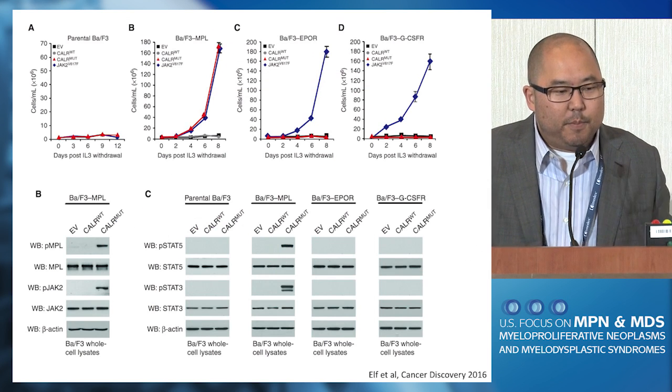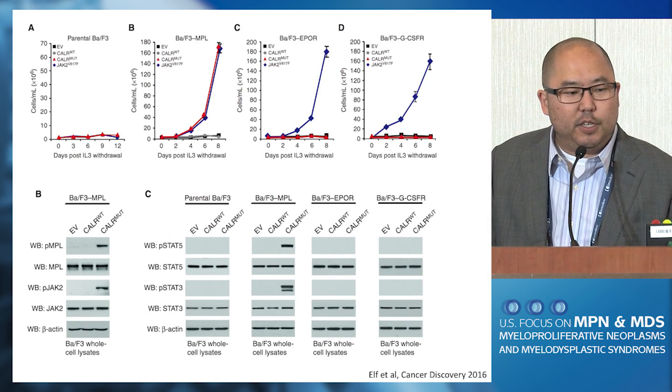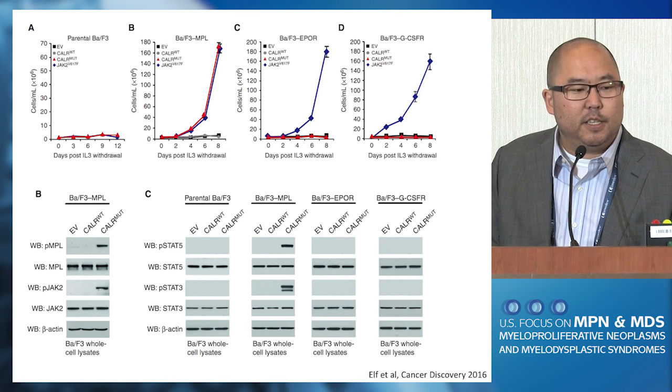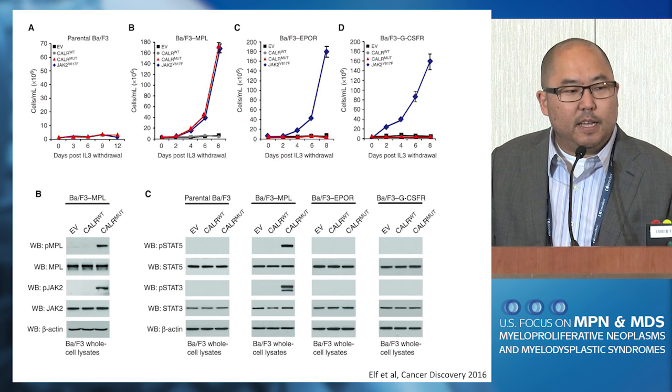They also interestingly showed that if you express the calreticulin mutation in this BAF3 cell line, which is a classic cytokine-dependent cell line used in many of these types of studies, it results in cytokine-independent growth in the context of co-expression with the thrombopoietin receptor MPL, which would be similar to JAK2 V617F. So you can see the blue and red lines here.